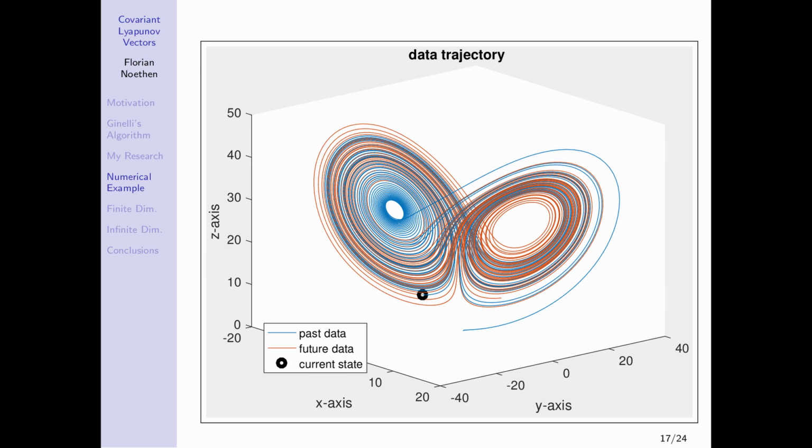The linear part of the solution to the combined system gives me the linear propagator along this trajectory. To analyze convergence of Ginelli's algorithm, I computed the CLVs with varying amounts of past and future data and compared it to the CLVs I obtained with 50 units of time for past data and 50 units of time for future data.